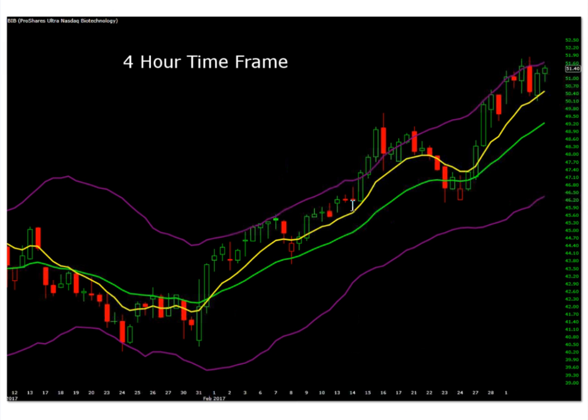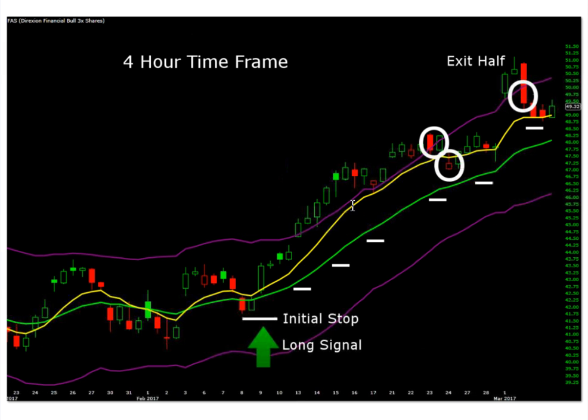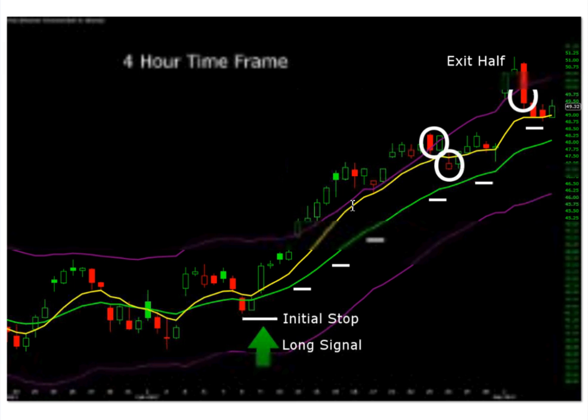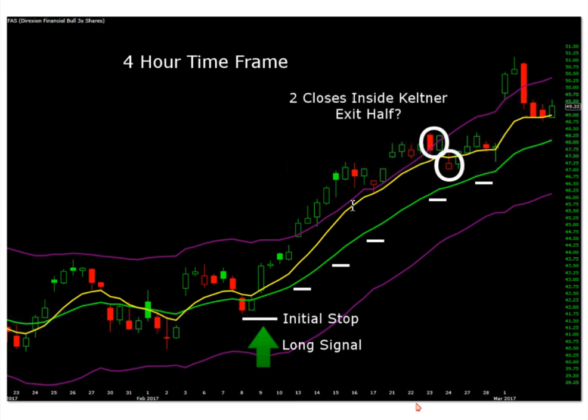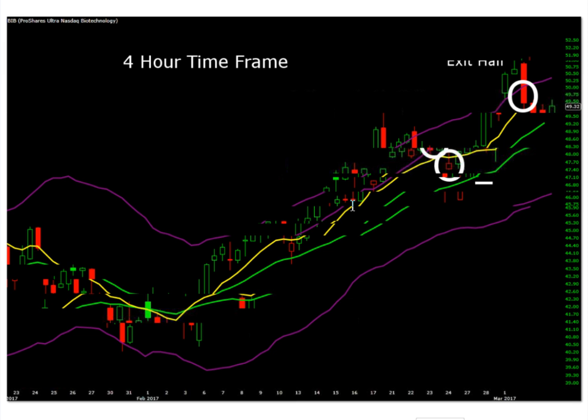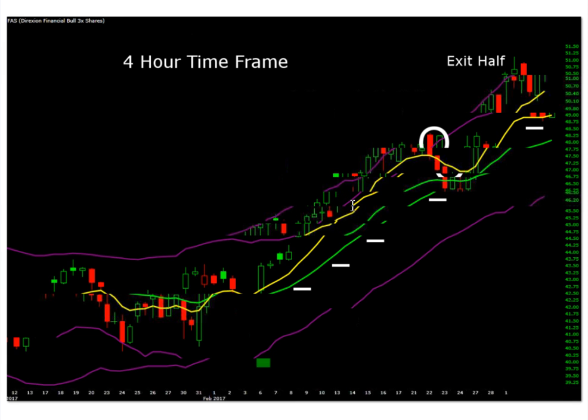Sorry, I went the wrong way. We would expect it to do so on the daily as well as the 4 hours. Back to the daily. So instead of exiting half, you can just move our stop up under the 21 period EMA, stay with the trade, and let it ride until we exit half at what is technically the third exit signal, but on the daily chart, it's the first close back inside.